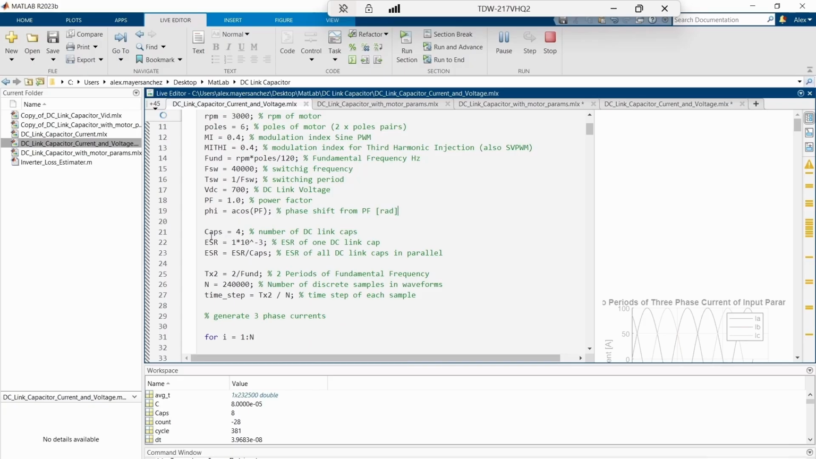Then these variables are going to be the number of DC link caps, and this variable is just getting the total equivalent series resistance of the DC link. This would be the equivalent series resistance of 1 DC link cap. This is in ohms. Maybe I should write that. Ohms. Write that here too.